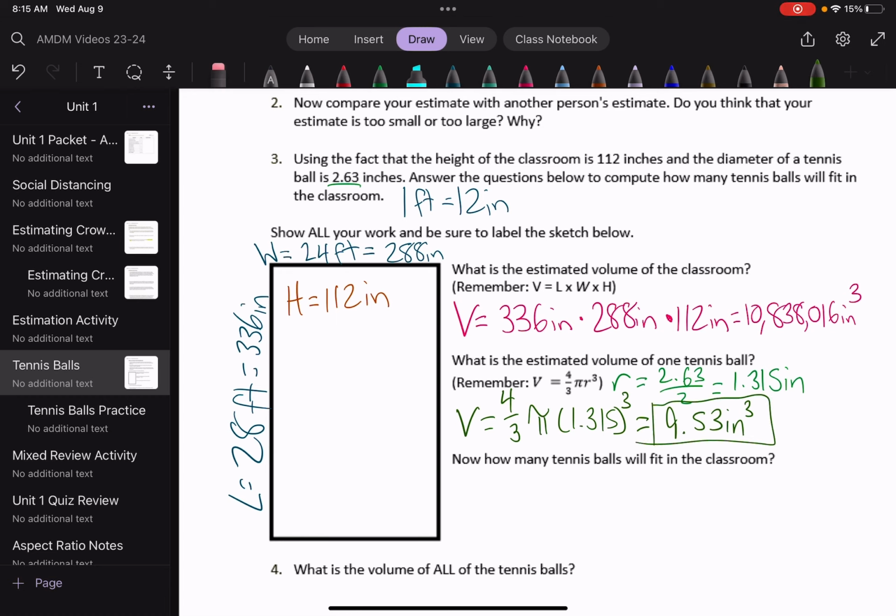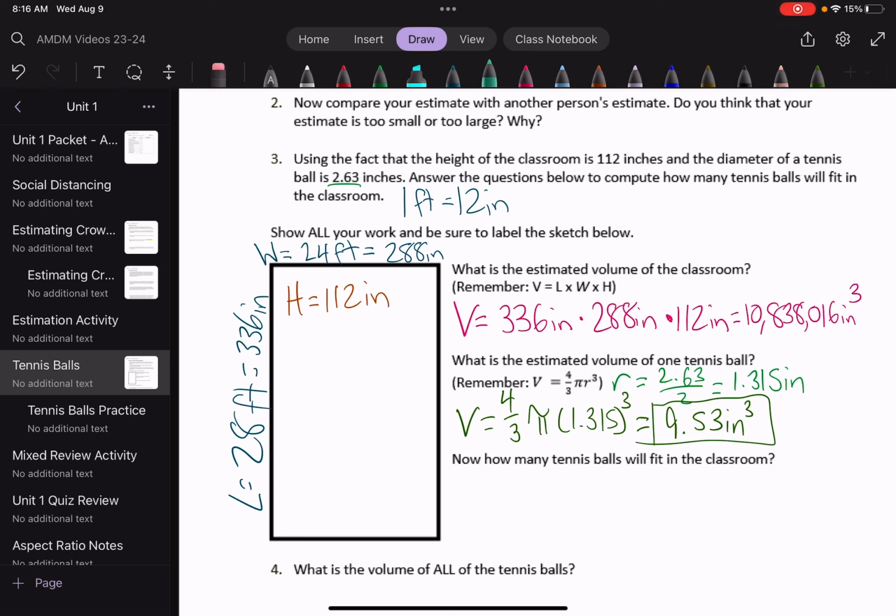Well, now that we know this, we've got to figure out roughly how many tennis balls could fit in the classroom. Well, I know the diameter of each tennis ball. And diameter will also give me the same thing as the height, because the diameter is how far across each tennis ball is, no matter which orientation you have of the tennis ball. So let's find the diameter of the tennis ball given the width, the length, and the height of the actual classroom. So if I am looking at my width, I know my width is 288 inches.